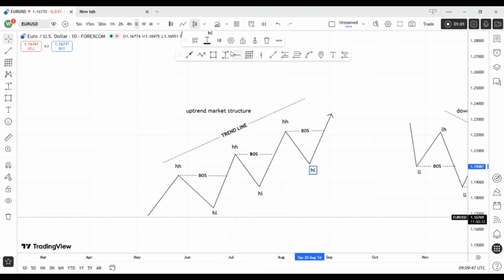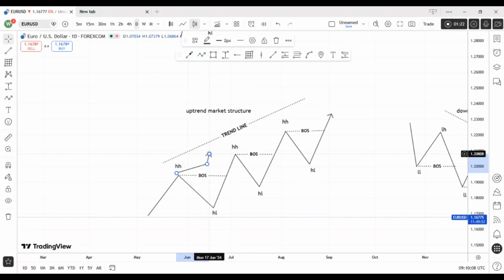This is what I mean: when this higher high is broken, it forms this breakout structure. This is the higher high which broke this previous higher high, thus forming a break of market structure.